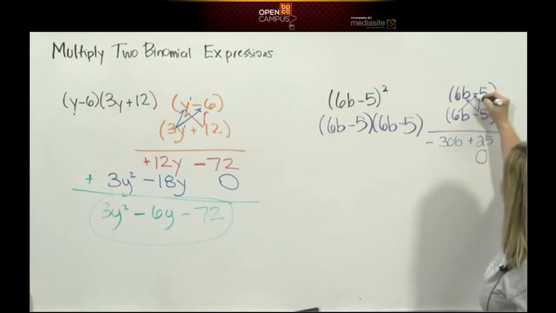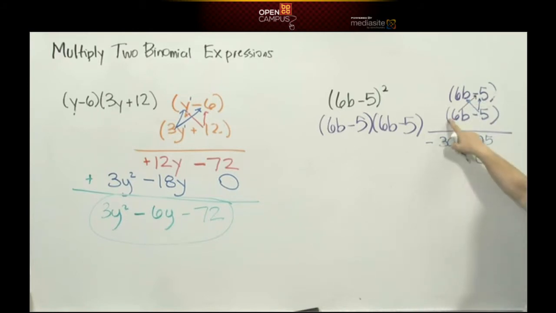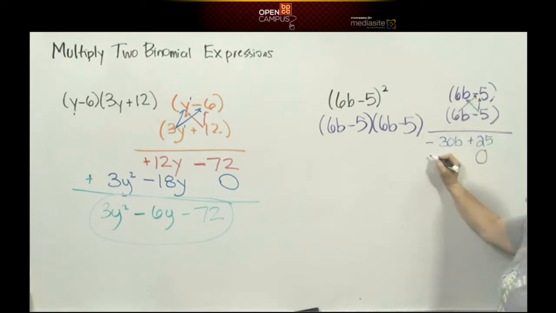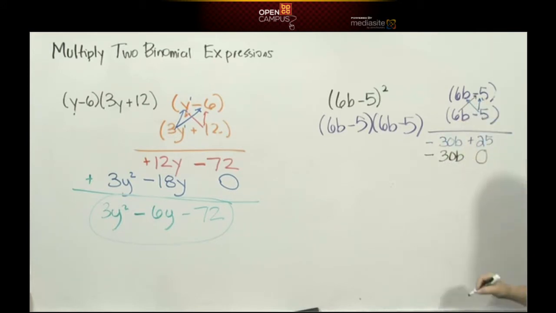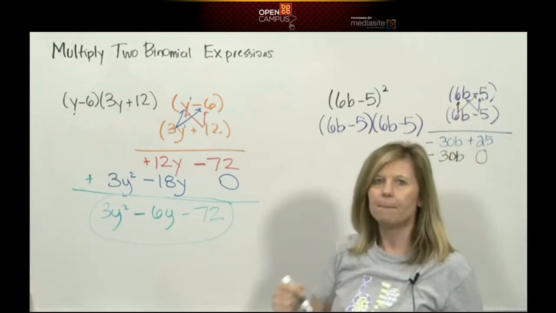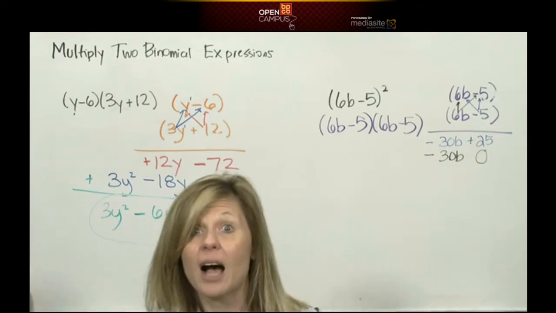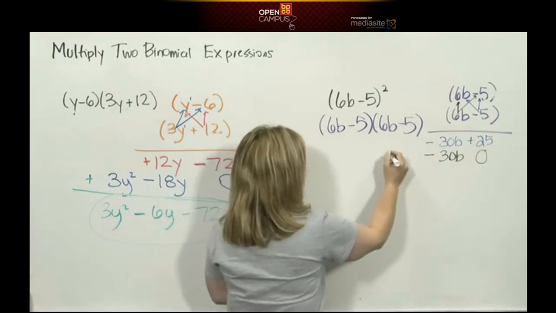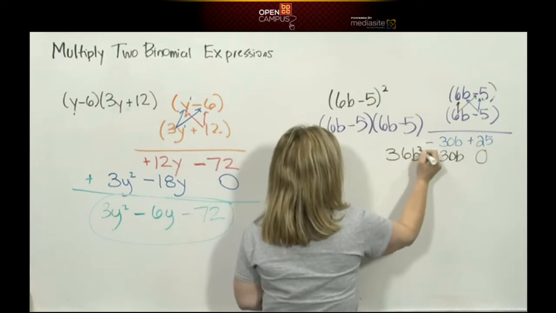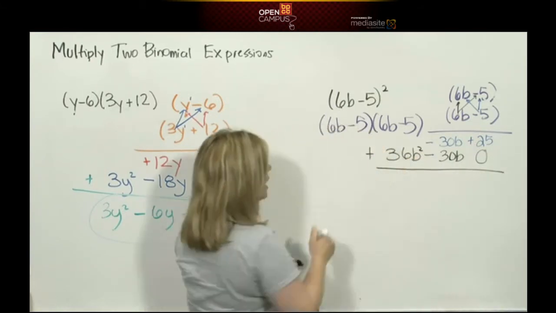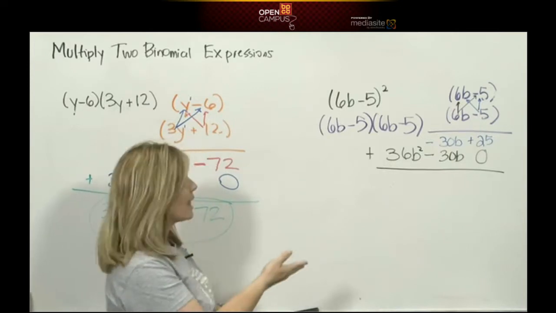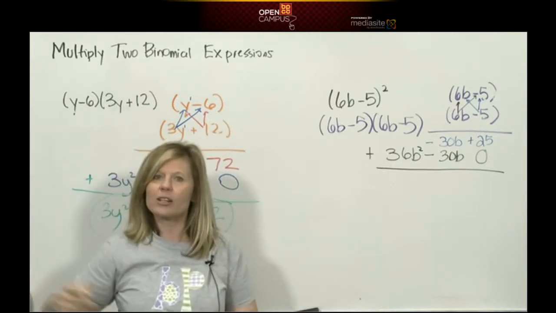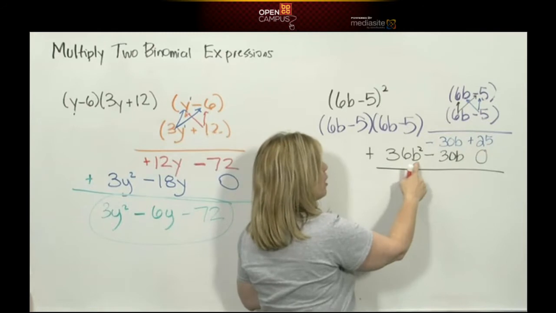I'm going to do 6b times negative 5. Again, a positive times a negative is a negative. 6b times 5 is 30b. I'm going to do 6b times 6b. 6 times 6 is 36. B times b till the day you die is b squared. So that would be 36b squared. Just like third grade, we'd add up our columns. What I love about this is all your like terms are already grouped together. There are no other b squareds.